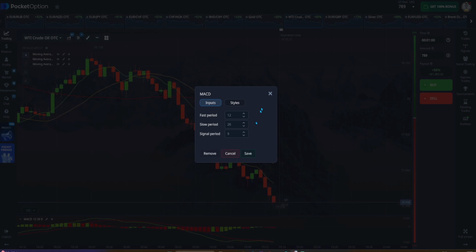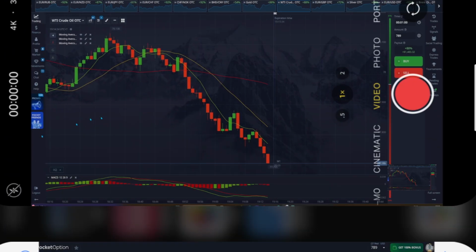On top of that, we activate the MACD with default settings. This indicator helps us read momentum and confirm signals, mainly through crossovers between the main line and the signal line, and histogram color changes. Green equals bullish momentum, red equals bearish momentum.